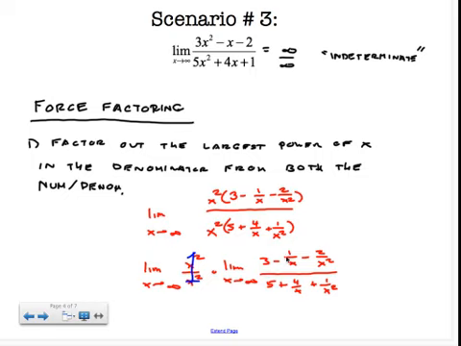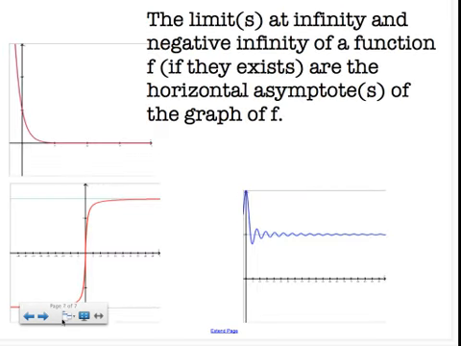I can do a mental plug-in. 1 divided by infinity basically comes out to be 0. 2 divided by infinity squared basically comes out to be 0. 5 is fine. 4 divided by infinity is basically 0. And 1 over infinity squared is basically 0 as well. So what's left is 3/5. The limit of a constant is that constant. So what I've done when I force factor is I remove the infinity over infinity problem, and we get a nice number, 3/5.